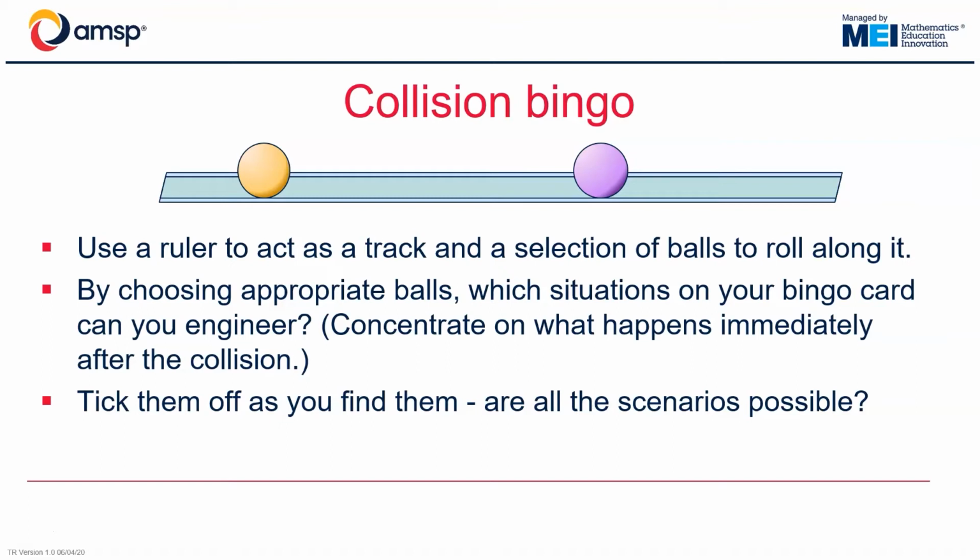Where possible, try to make it so that the radii of the balls are as close as possible to each other. Students should roll the balls along the track according to what the first part of their bingo card says and see what different situations they can engineer for the result.